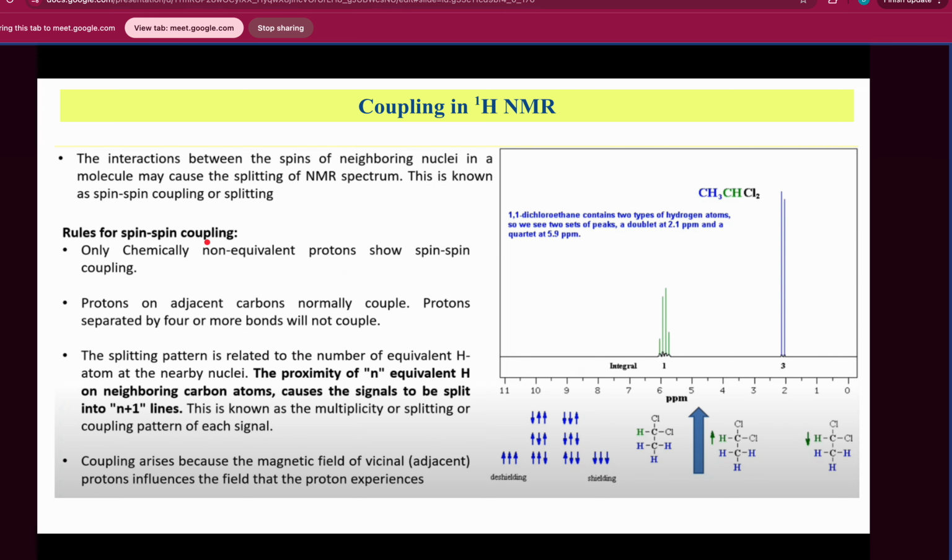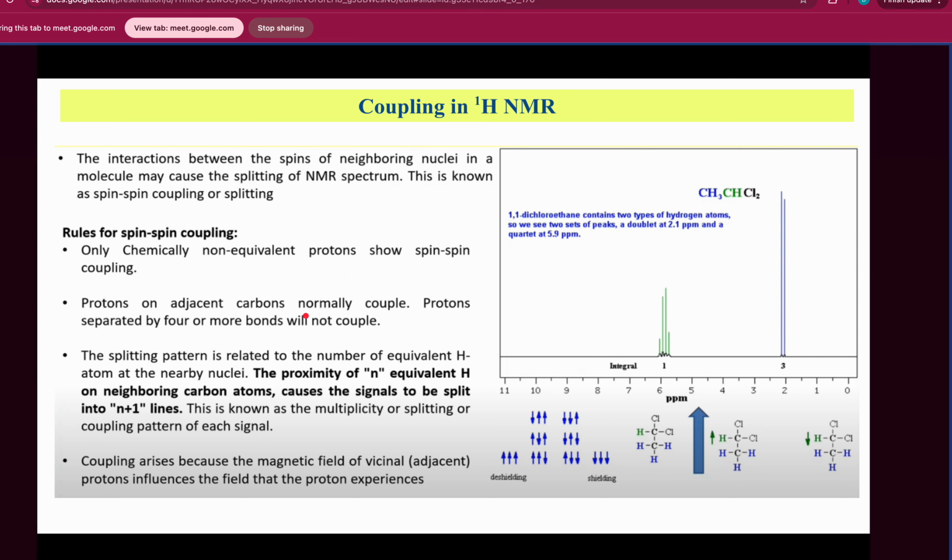So what are the rules for spin-spin coupling? Only the chemically non-equivalent protons show spin-spin coupling. So in this case, the hydrogens present in the CH3 and CH groups can show spin-spin coupling. Whereas the hydrogens present in this methyl group will not show spin-spin coupling to one another. They are all the same. So that is one of the rules.